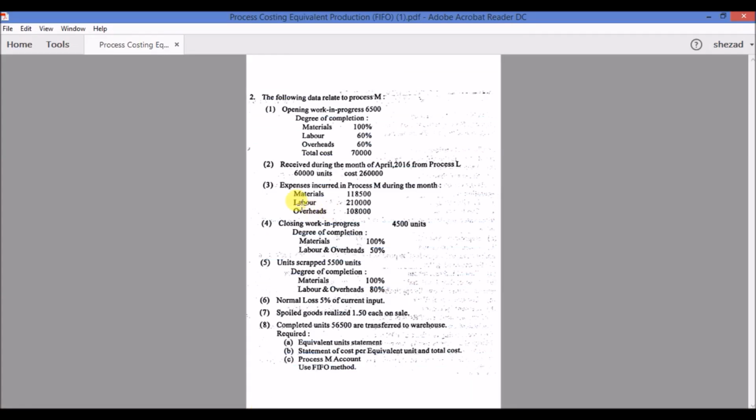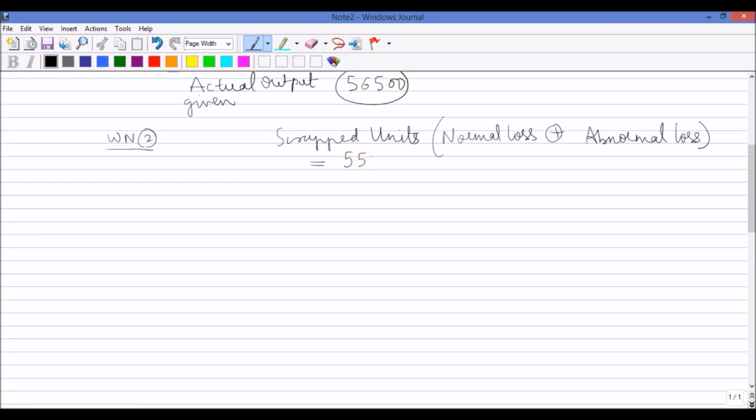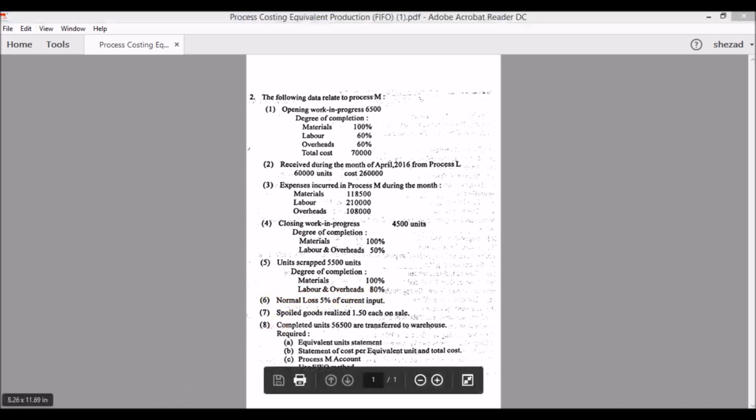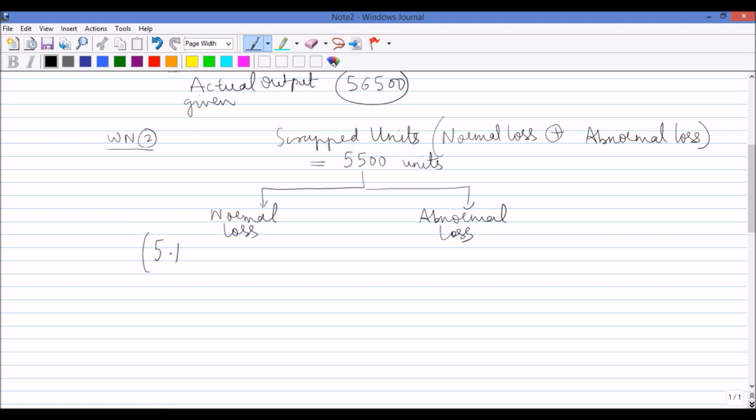So we are reading the question, and the units scrapped is 5,500 units. Now these scrap units are going to be divided into two parts. The first part will be taken as the normal loss, and the second part will be taken as the abnormal loss. They have given us the normal loss as 5% of the current input.